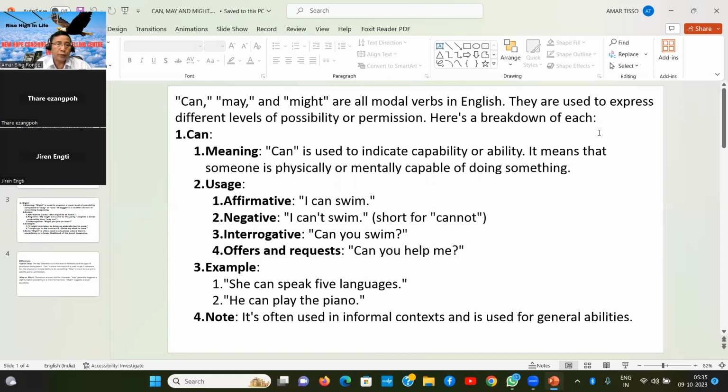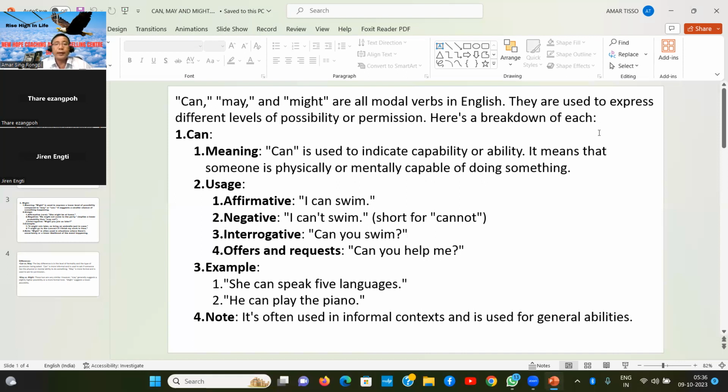Usage number one, affirmative. I can swim. This is the affirmative sentence. I can swim. That means he has the ability, or capability, to swim. The negative will be I can't swim, short for cannot. It means cannot. Interrogative: Can you swim? That's the meaning. Can you swim?